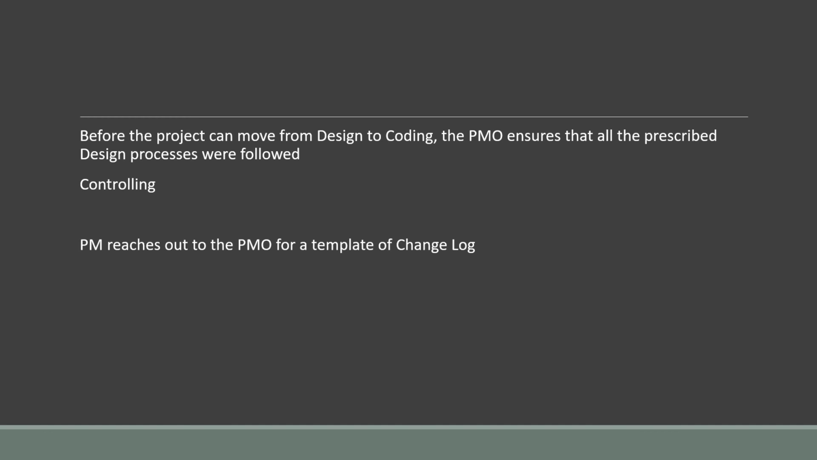Last one, the PM reaches out to the PMO for a template of a change log. So you, as a project manager, are reaching out to the PMO and asking for a template of a change log. Well, distribution of templates is the main function of a supportive PMO, right? So if a PM is reaching out to them to get a template of a change log, that PMO is most likely going to be a supportive PMO. So these were some of the examples of PMOs that we went over in this video.